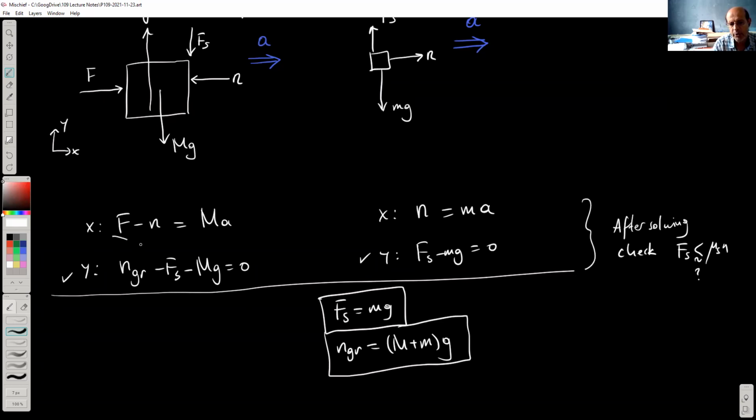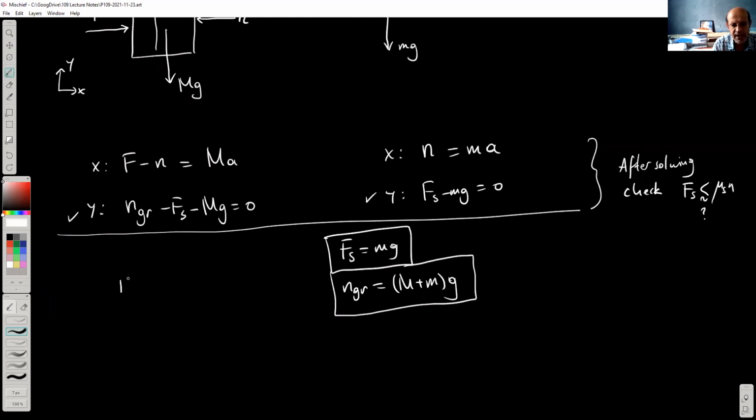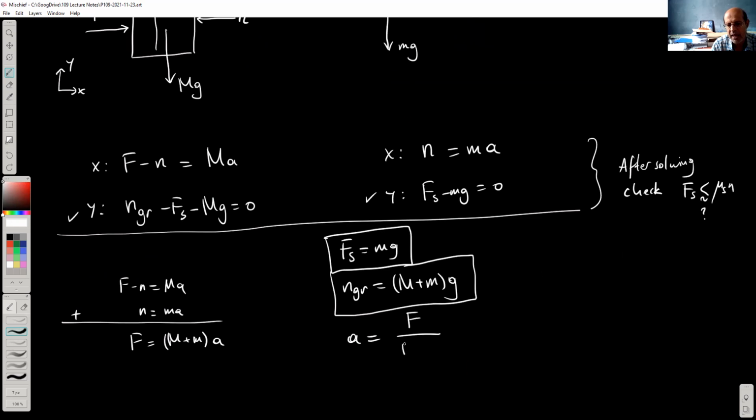What I'm going to do is add these two equations. The first equation is this, and the second equation is this. Add them up. So the normal force cancels in here, and on the right-hand side, I have a single unknown. So that means the acceleration is equal to F divided by M plus m. And then we use this equation to find the normal force. So therefore, the normal force is equal to little m divided by the total mass times F.